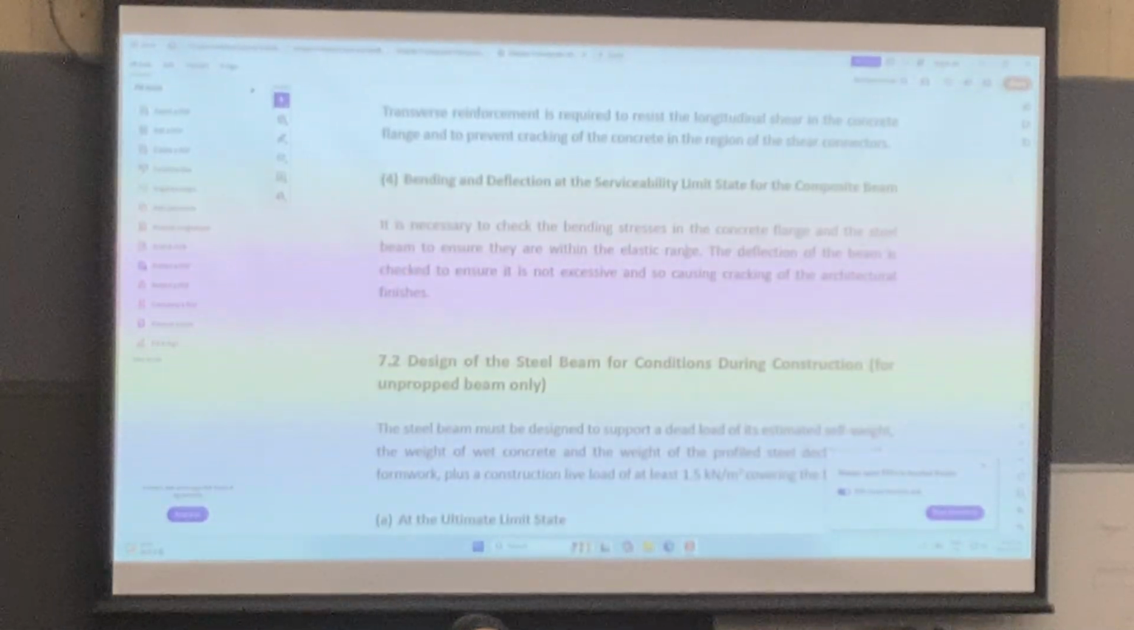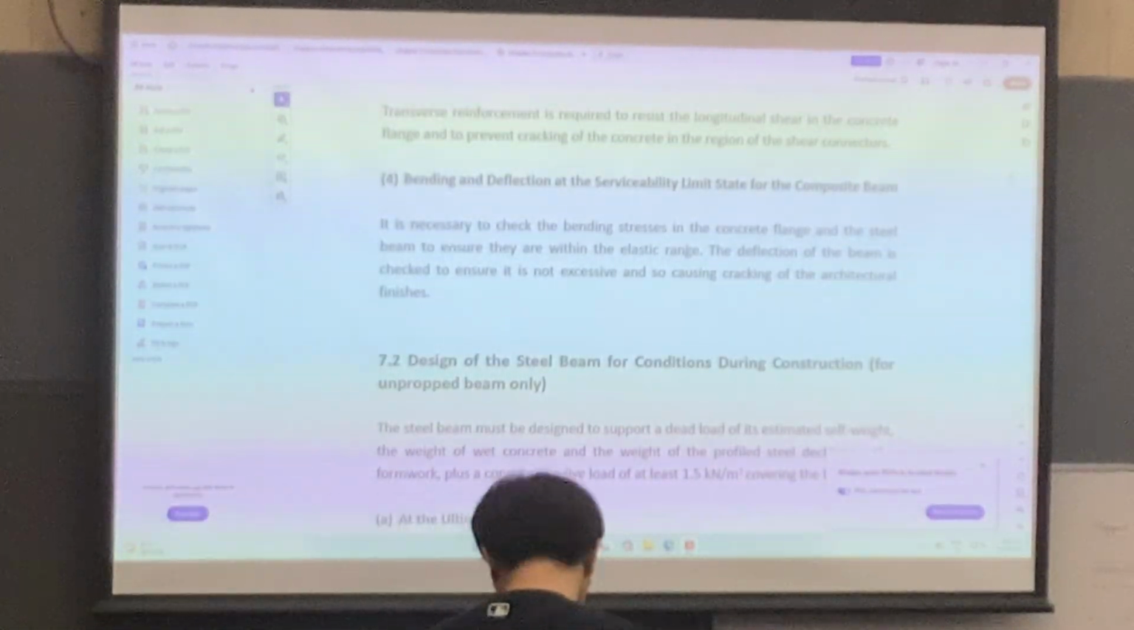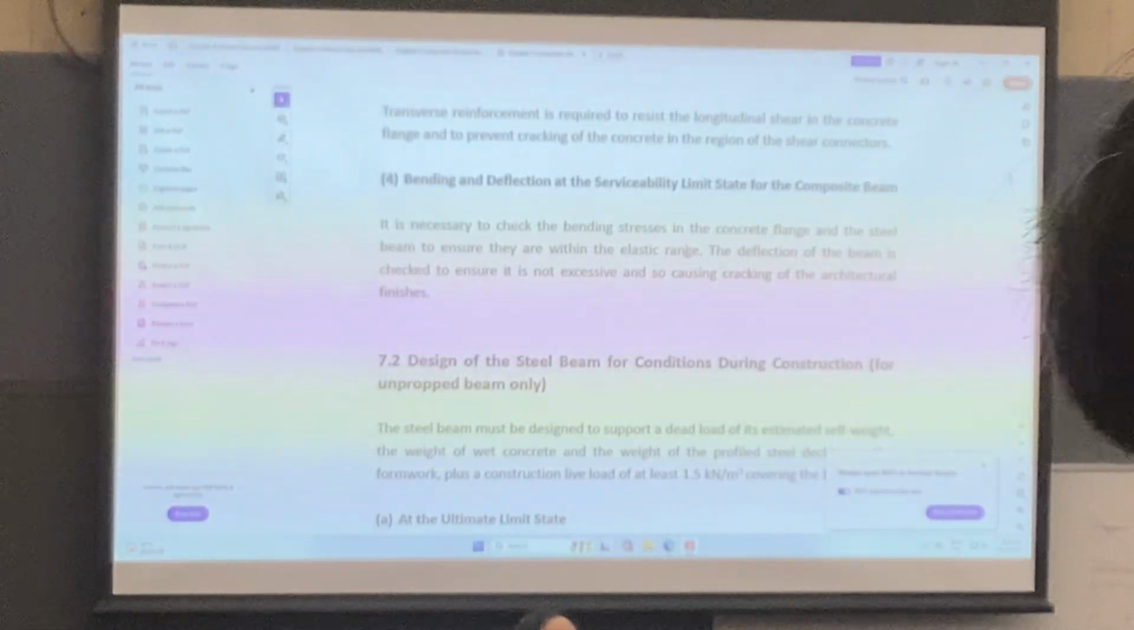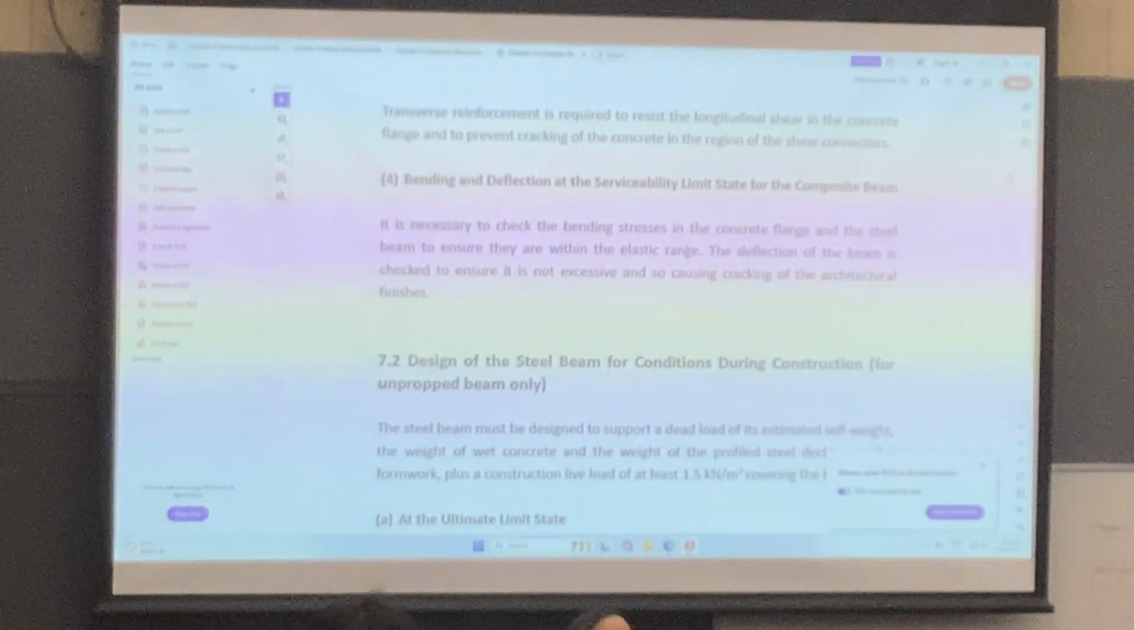And then we also need to check the bending and the deflections at the serviceability limit state. We must take a look at the deflections at the serviceability limit state, whether it is okay or not. Because of course the moment capacity is fine and the shear capacity is okay, but we still need to check the deflections.